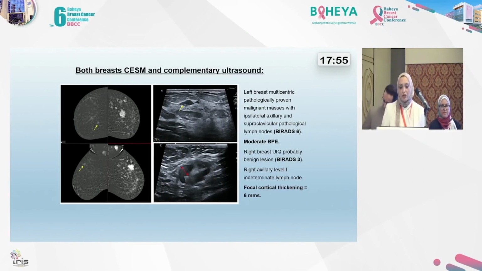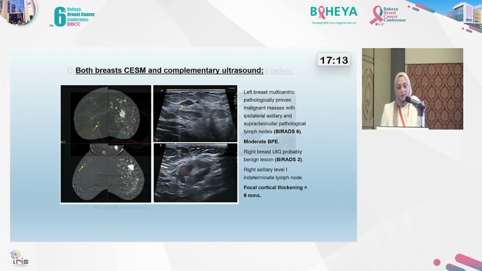Contrast enhanced mammography showed left breast multicentric pathologically proven intensely enhancing malignant masses with ipsilateral axillary and supraclavicular pathological lymph nodes. Bilateral moderate background parenchymal enhancement was seen. The right breast upper inner quadrant showed a faint heterogeneous enhancing lesion, corresponding by ultrasound to a circumscribed hypoechoic lesion, so categorized as probably benign, BI-RADS 3. The right axilla showed a level 1 indeterminate lymph node with focal cortical thickening measuring 6 millimeters.